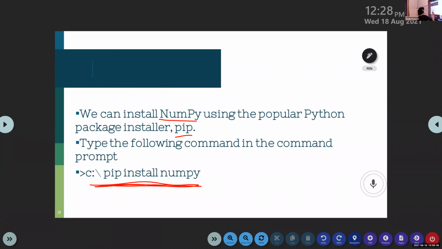Then to install NumPy, we are using the popular Python package installer, which is pip, P-I-P. If you want to install this, you have to write a command in the command prompt. It is pip space install space numpy.